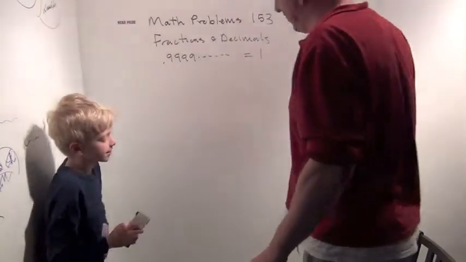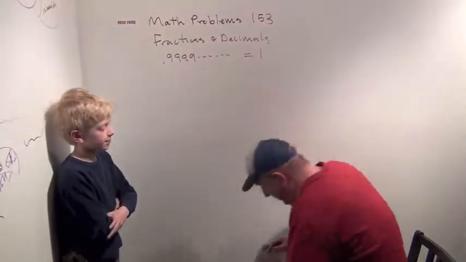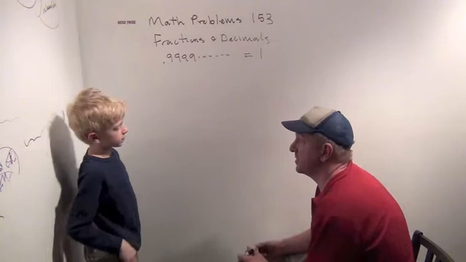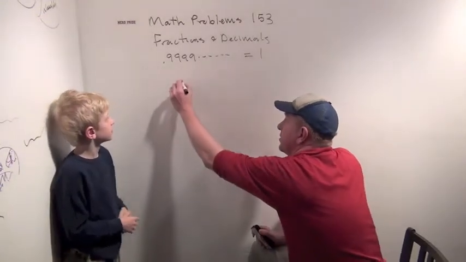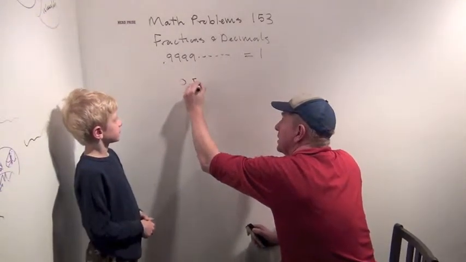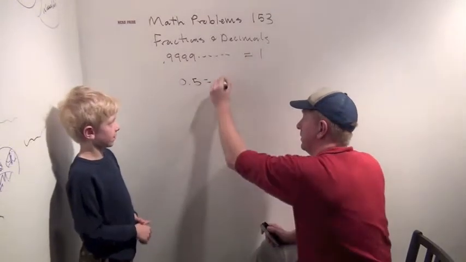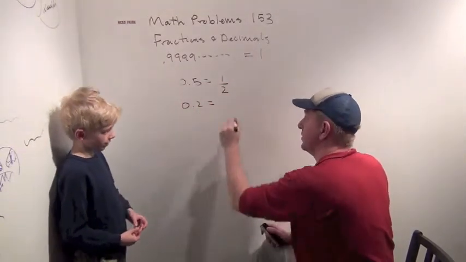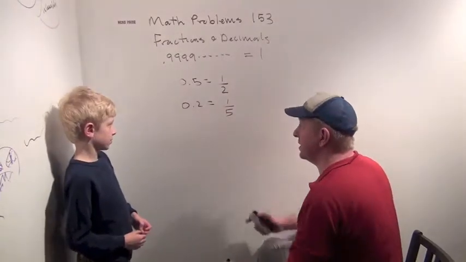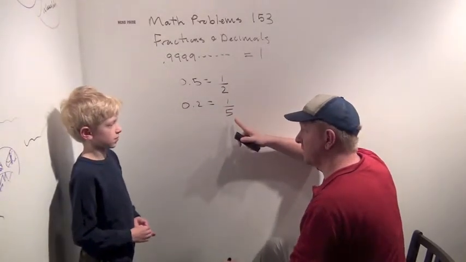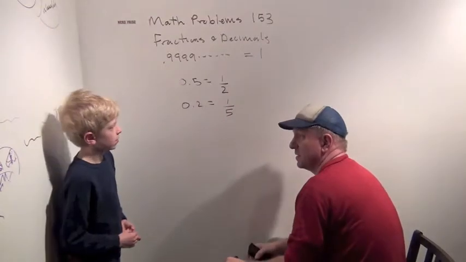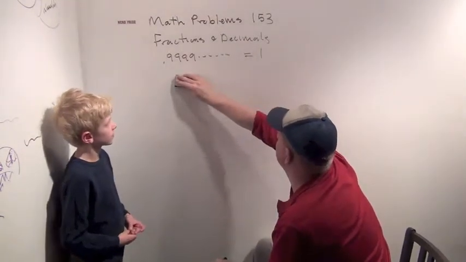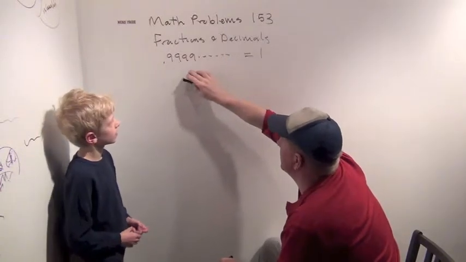Math Problems number 153. So we just started a really fun section in the book about fractions as decimals, and we saw things like 0.5 equals what? One half. And do you remember what 0.2 was? 1/5. Yeah. So we found some really neat things: some fractions actually have really easy decimals. But what I want to talk about is one that looks really complicated.